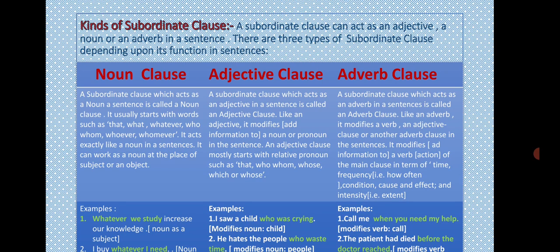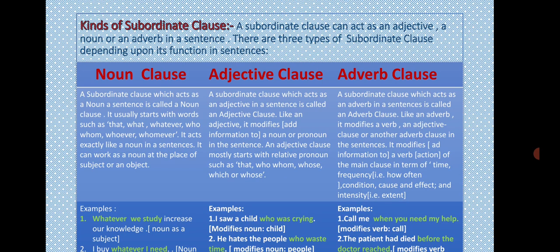For example, I saw a child who was crying, modifies the noun child. Who was crying? This clause is modifying the noun of that sentence, child. That's why it is an adjective clause. He hates the people who waste time, modifies people. Who waste time is giving more information about people, which is the noun of that sentence. That's why who waste time is an adjective clause.